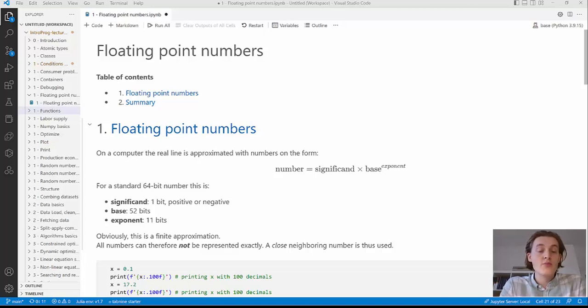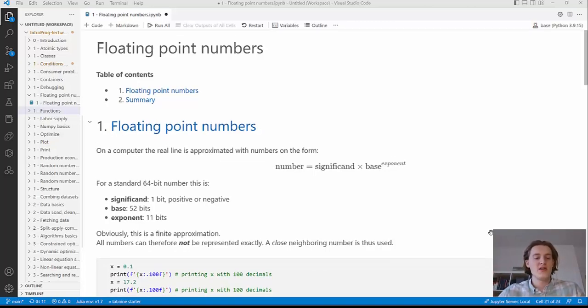Hello, and welcome to this quick video about floating point numbers and the dangers of floating point numbers. Floating point numbers are these float type numbers with decimals, basically. And a thing you should be aware about them is that they're not exactly the number that you think they are. They're sort of always an approximation.